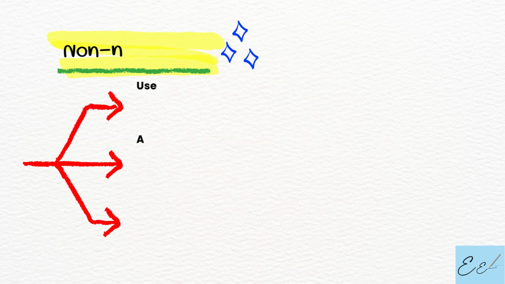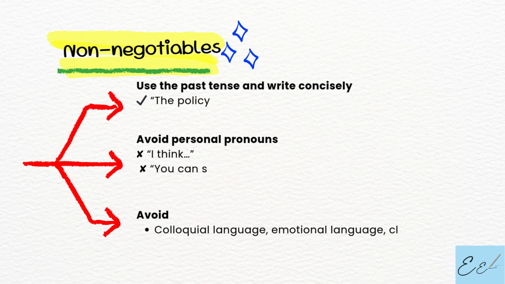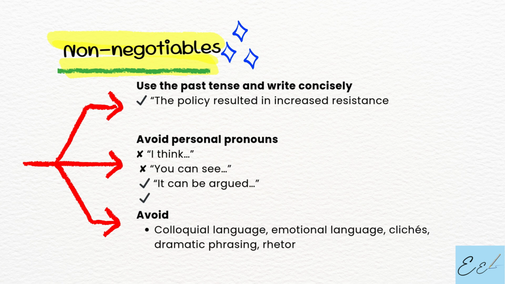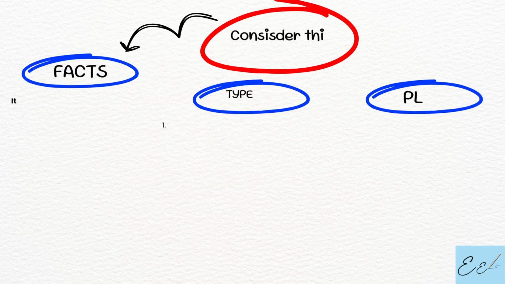Some non-negotiables to consider. You need to use the past tense and write concisely. So you should say something like, the policy resulted in increased resistance, instead of, the policy results in somewhat increased resistance. You should also avoid personal pronouns, especially the phrase I think, and you should instead use something like, it can be argued, or it is evident that. You should also avoid colloquial language, emotional language, cliches, dramatic phrasing, rhetorical questions, and sweeping generalizations.